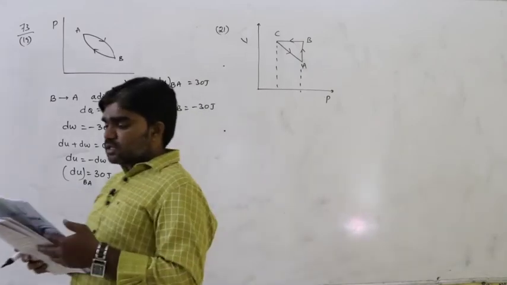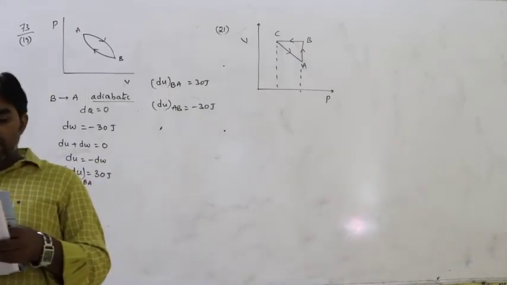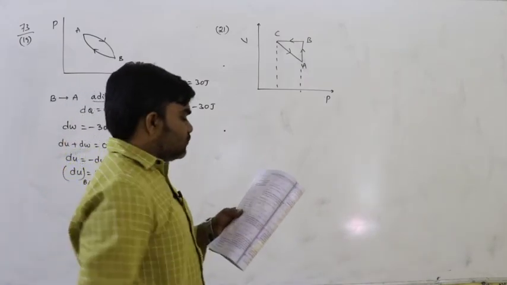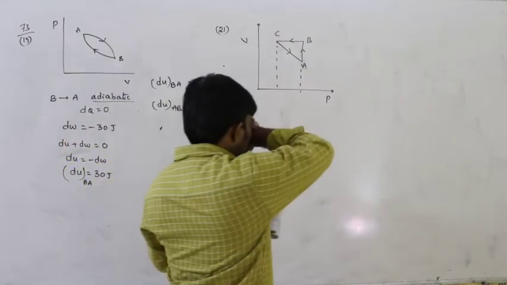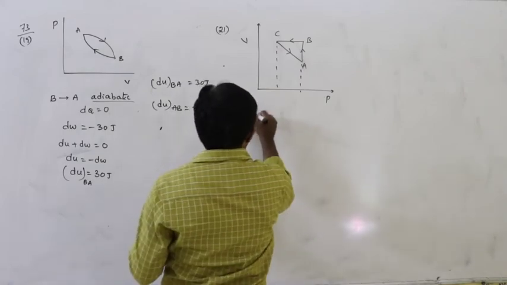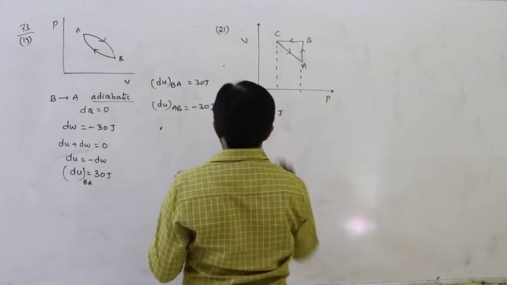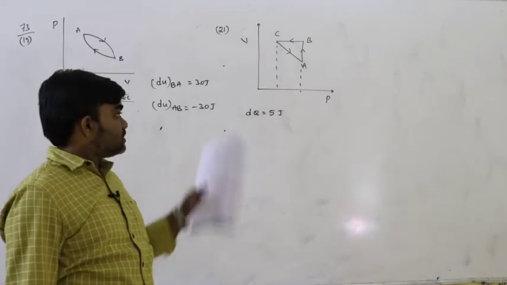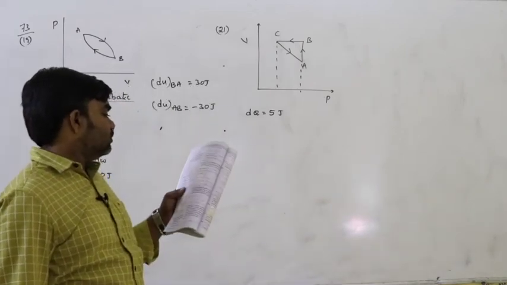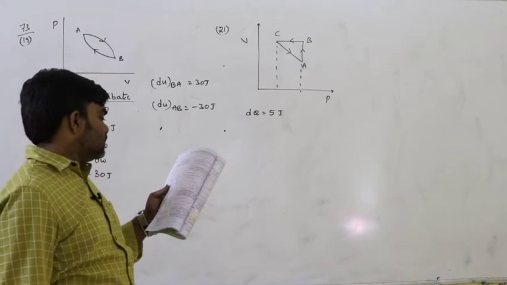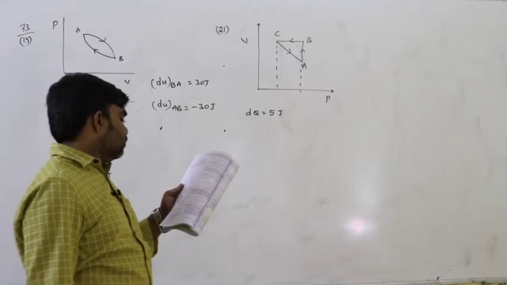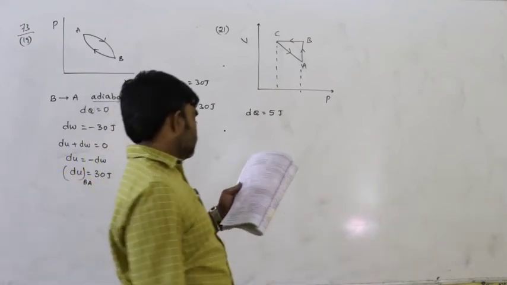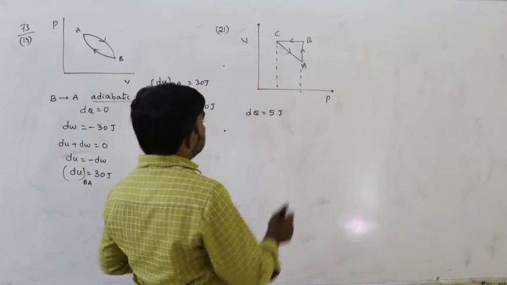So an ideal gas is taken through the cycle A, B, C, A as shown in the diagram. If the net heat supplied to the gas in the cycle is 5 joule, net heat supplied to the gas, dQ is plus 5 joule, because it is supplied. Then we have to find out the work done by the gas in the process C to A.